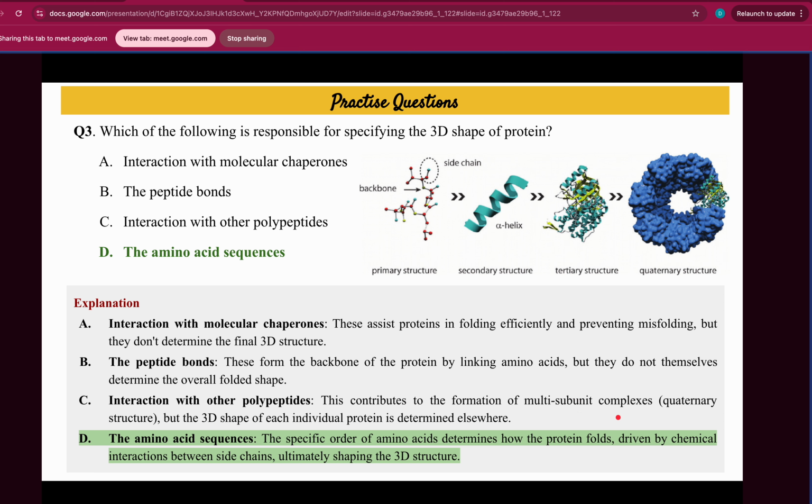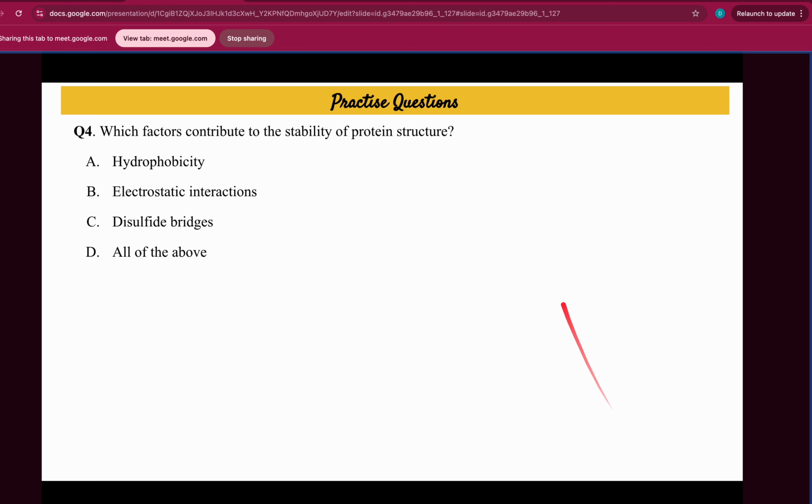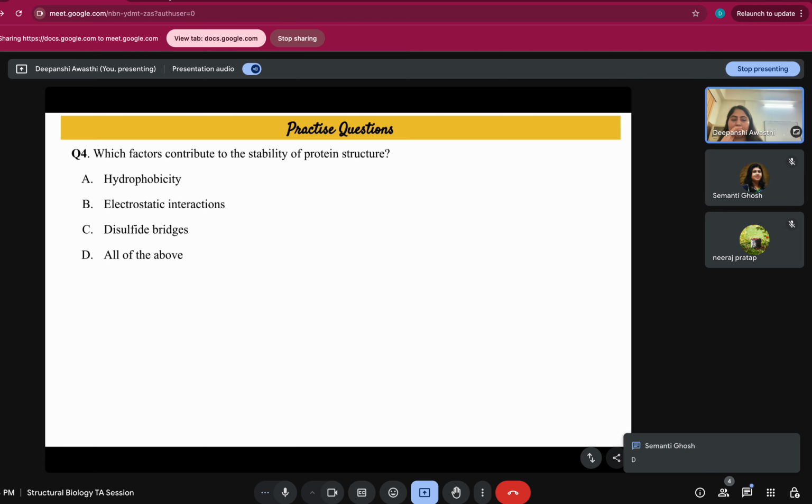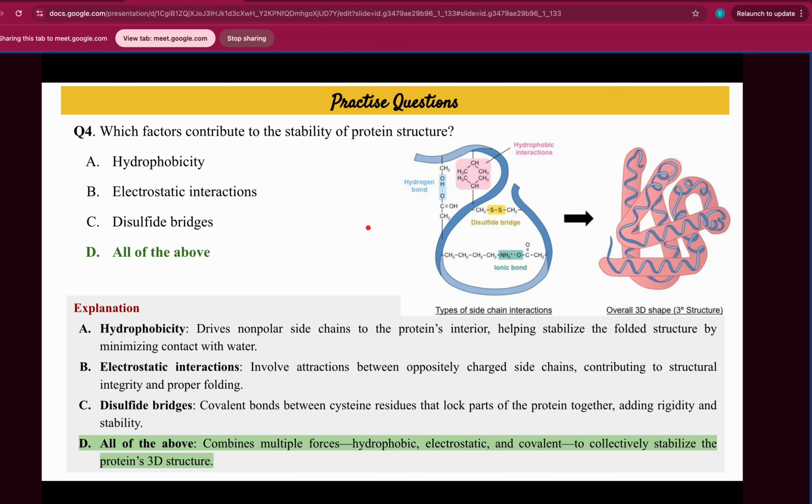So the next question is, which factors contribute to the stability of protein structure? Option A, hydrophobicity. Option B, electrostatic interactions. Option C, disulfide bridges. And option D is all of the above. Okay, yeah, right. So D is right, because we have seen that these are different interactions which are generally observed and which are responsible for the stability.